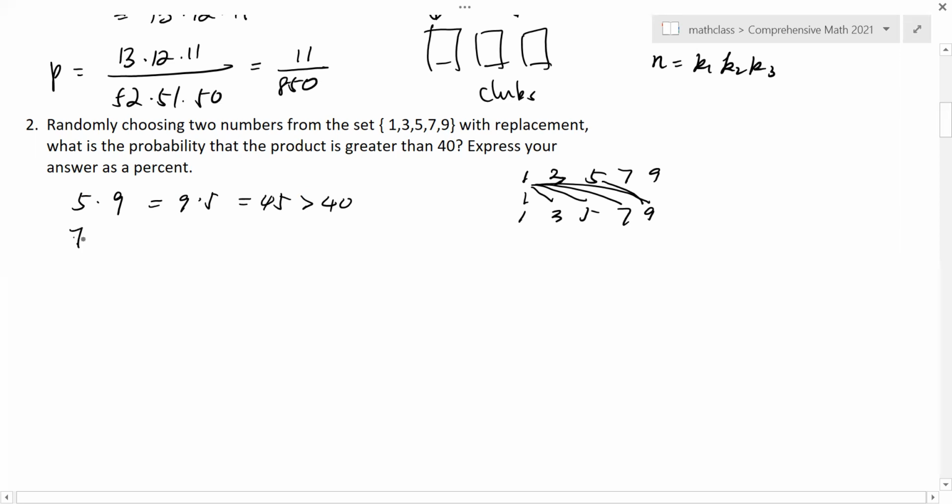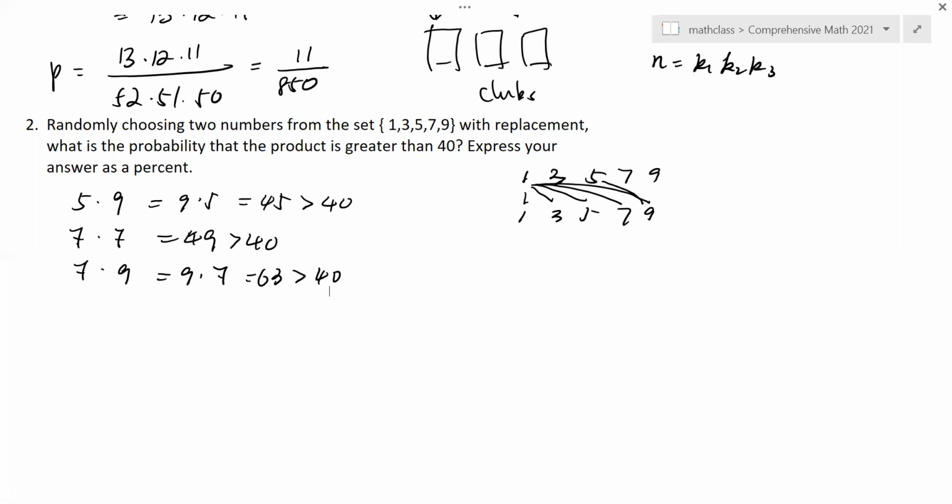Then you start from 7. 7 times 5 is not good. 7 times 7, yes, 49, greater than 40. Then 7 times 9 and 9 times 7, of course, are greater than 40. Then you look at the 9. 9 times 5 is already done, 9 times 7 is already included, 9 times 9. Okay, so those are all the possible products.